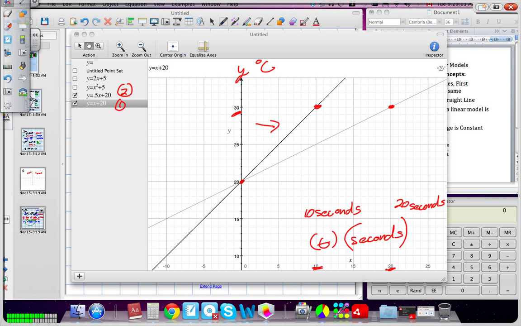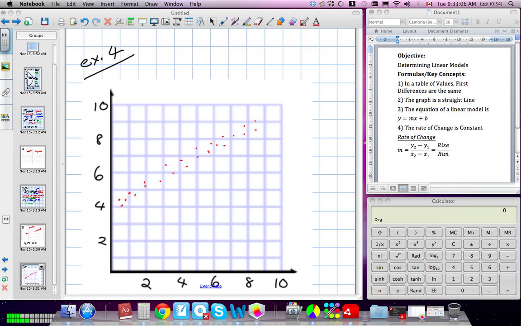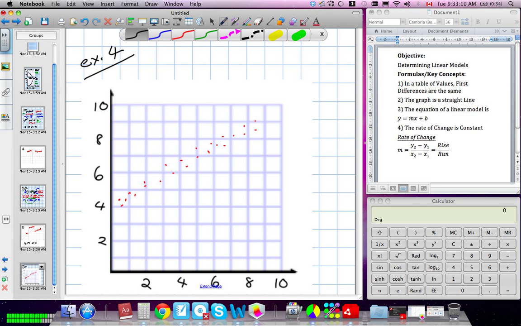All right, example 4, we have a scatter plot. Two different variables. We can really make up what they are. We'll say this is time and intelligence.